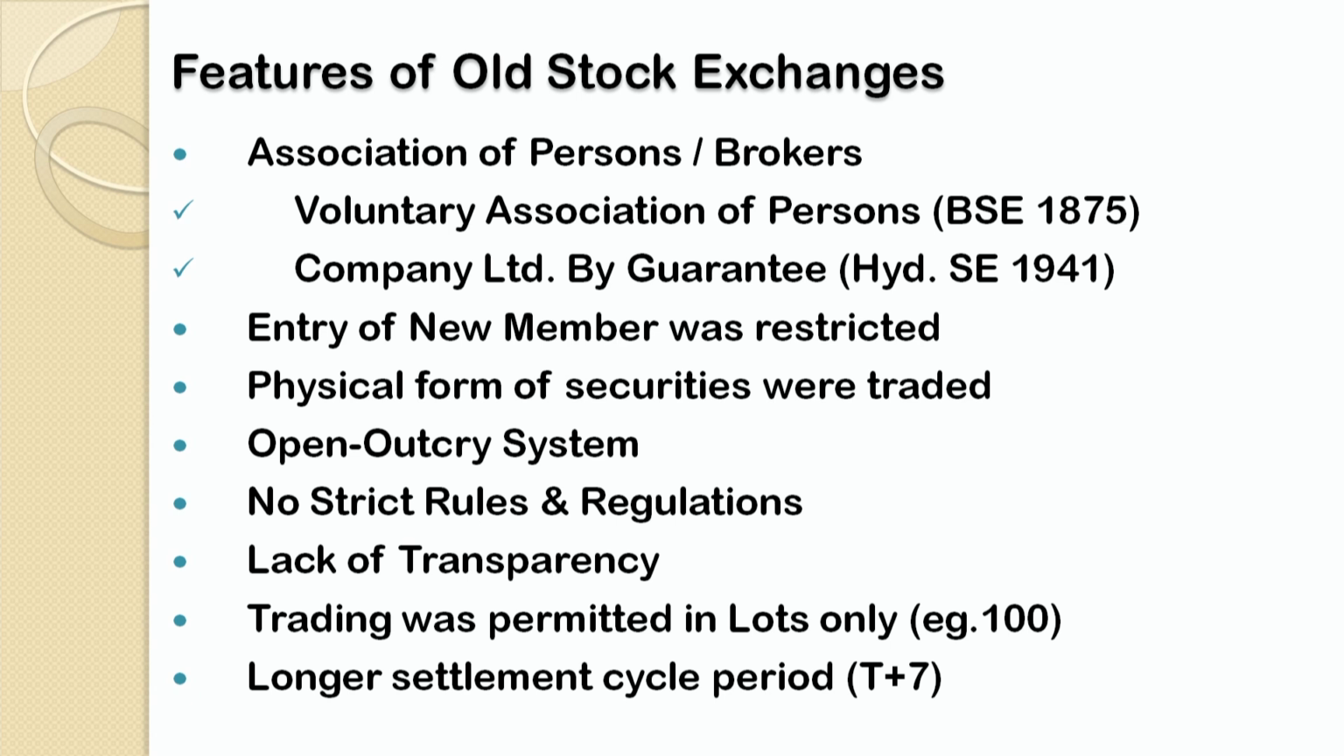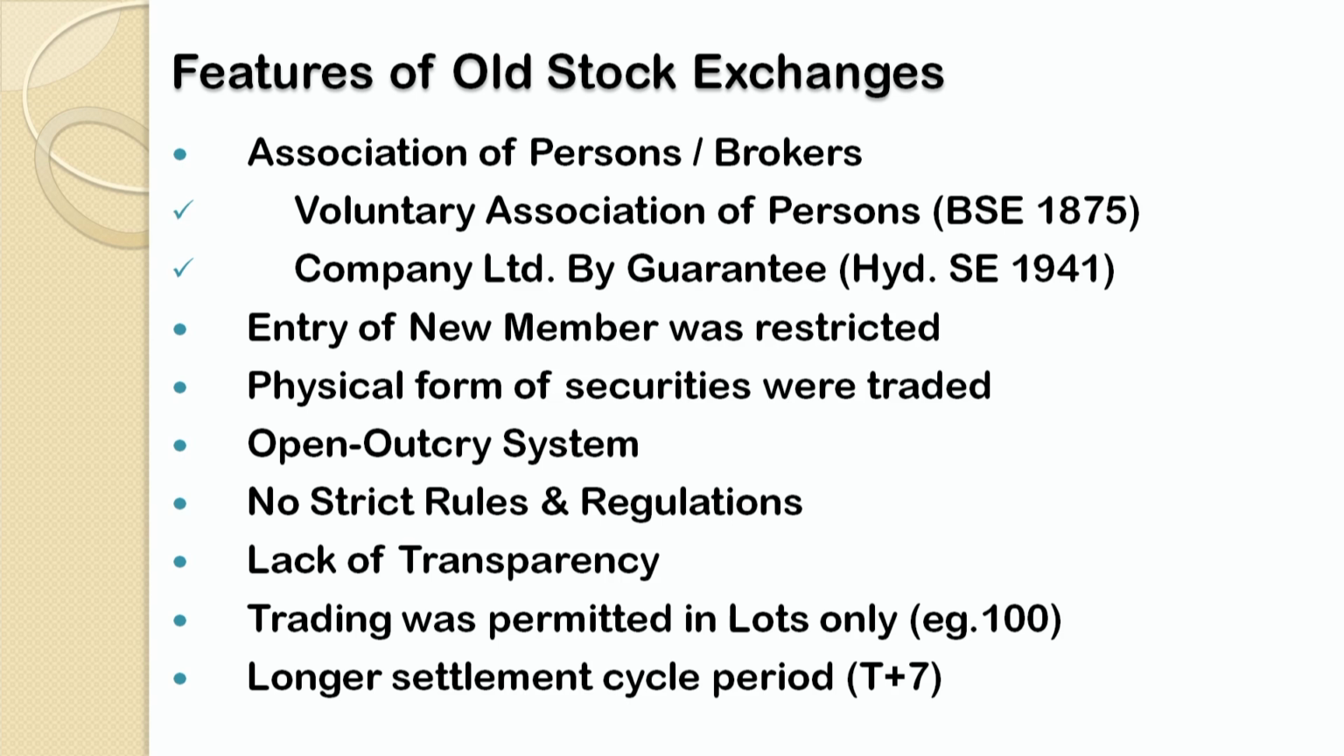But overall, the important feature was that all the stock markets were a kind of association of persons. The second important feature is that entry of new members was more or less restricted. A new member was permitted only if the existing brokers granted permission for the entry; otherwise, entry was restricted. Feature number three is that physical form of securities was traded. Earlier, demat trading was not permitted, only physical securities were traded.